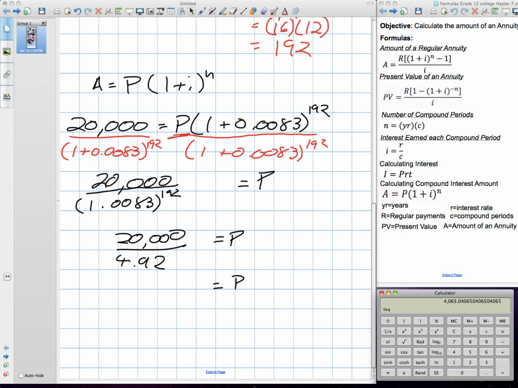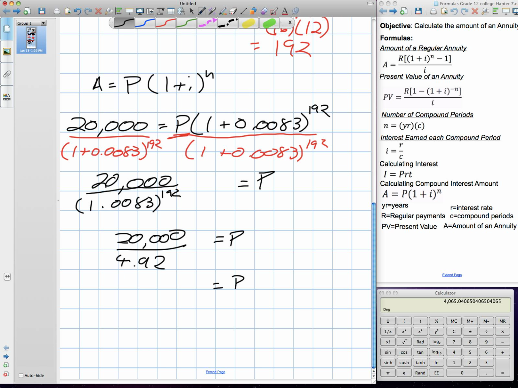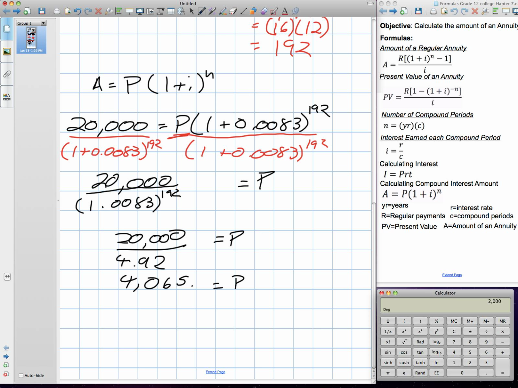Chris, what's the value in the end? Say it again. You got 490. Did you put it in as a repeating decimal or as a fraction? Did you round earlier? Okay. We got 4,065. Let me just double check to make sure. 20,000 divided by 4.92. Yeah. I put mine in as a repeating decimal, so it might be a little more accurate. Okay. So either way, we'll try not to round too early when you do these questions.